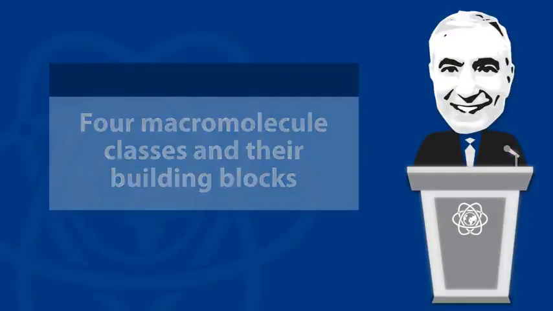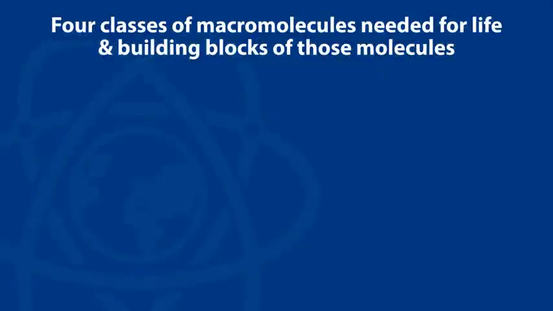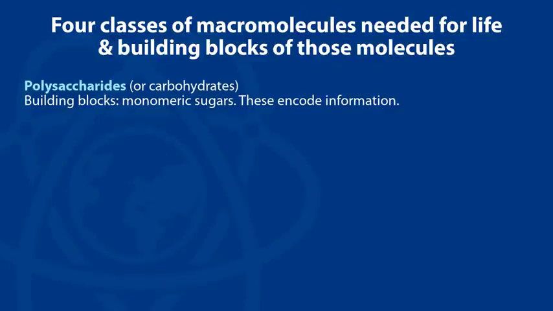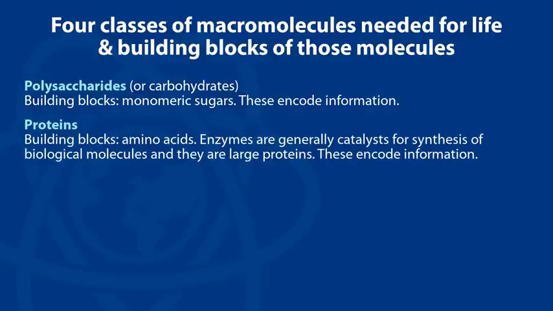What are the four classes of macromolecules, large molecules, needed for life? What are the building blocks of those macromolecules? Well, polysaccharides or carbohydrates. Their building blocks are monomeric sugars. Sugars are huge encoders of information in the way that they are assembled, and so more information can be stored in sugars than in DNA and RNA. So you have to have polysaccharides, and the building blocks of the building blocks, the monomeric sugars. You have to have the proteins. Their building blocks are amino acids. Enzymes are generally catalysts for synthesis of biological molecules, and they are large proteins. These encode information.